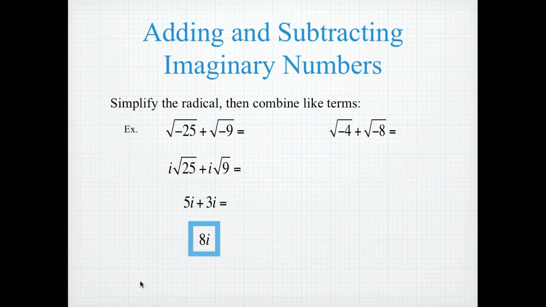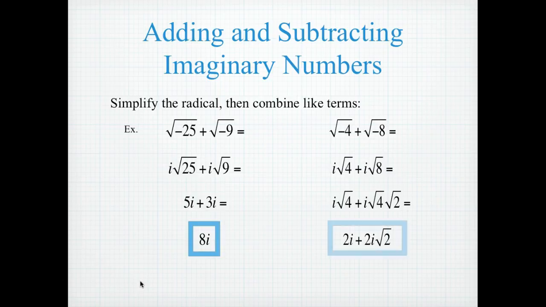In our next example, we have the square root of -4 plus the square root of -8. So the square root of -4 simplifies to 2i, and the square root of -8 simplifies to 2i root 2. And we can't simplify the square root of 2 any further. Those are not like terms. We cannot combine those any further. So we're left with 2i plus 2i root 2.